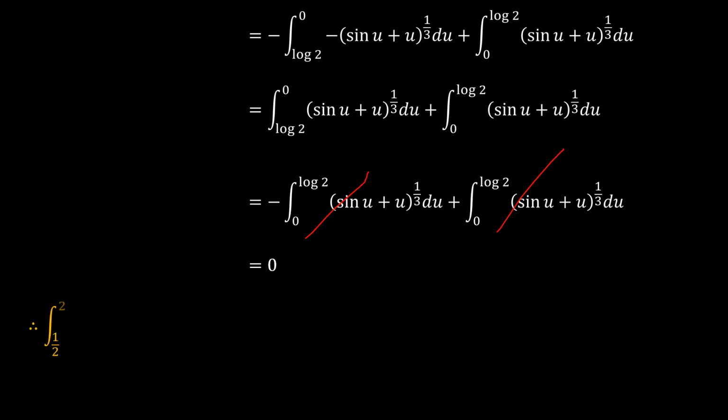So what that means is that the integral from x goes from 1/2 to 2 of the sine of the natural logarithm of x plus natural logarithm of x over x cubed, all to the power third, is 0. So that was what they were looking for.